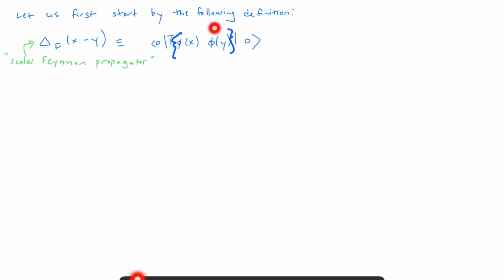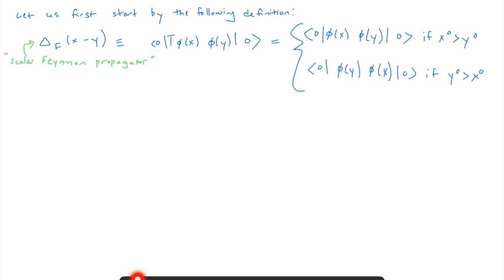And then once we do that, we get an operator, and that operator we act on the vacuum state, which is called 0 here. And then we get a new state, and then we project that onto the vacuum state with this bra over here, and that gives us ultimately a real number, and that's the scalar Feynman propagator.